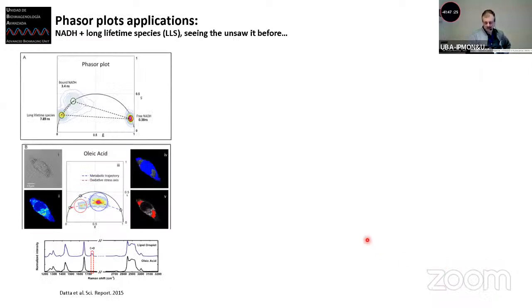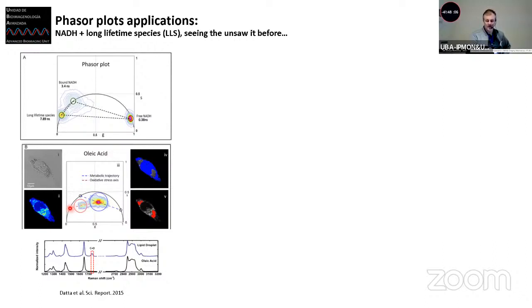So to finalize, I just want to show a couple more applications. This was also developed in the LFD, run originally by Ruth Sadata, and it was the discovery of a fluorescent species that we didn't know where it came from. But what we observed was, when they were looking at cells that were eating some lipids, the metabolism measurement started to show a group of pixels that point to another region in the phasor.